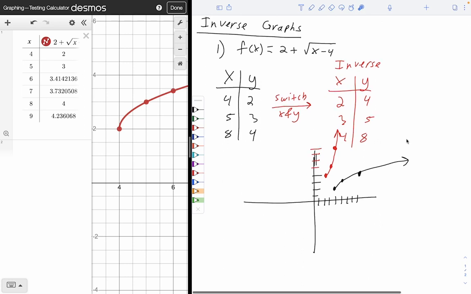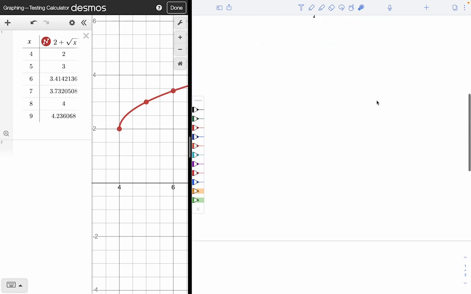All right, so that's the basic idea of inverse graphs. So the next type of question is going to be inverse equations. Inverse equations. These are a little bit more complicated.